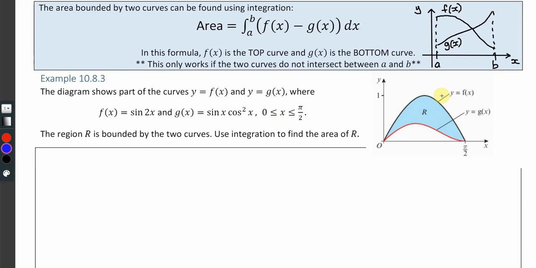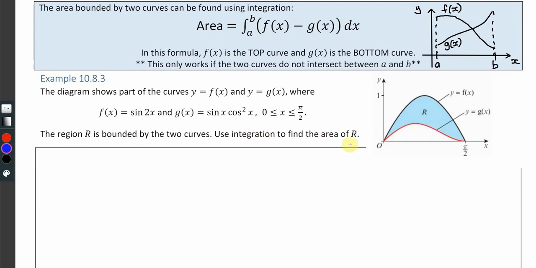So looking at the diagram, the top curve is f of x, and we're told f of x is sine 2x, and the bottom curve is g of x, which is sine x, multiplied by the square of cos x. On the diagram, x goes between 0 and pi over 2. The region R is bounded by the two curves, as we can see in the diagram. Use integration to find the area of R.